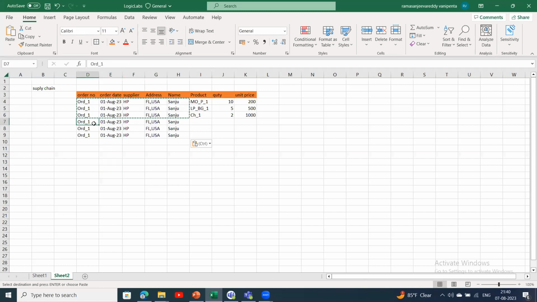Now imagine this is order two. I'm ordering order two. I have ordered on 2nd August. This time I'm ordering not HP; now I'm going with Lenovo products. Same address, Florida, USA. And now I am not ordering.